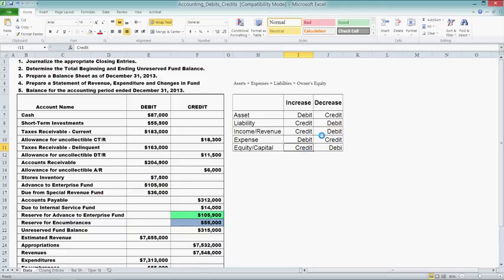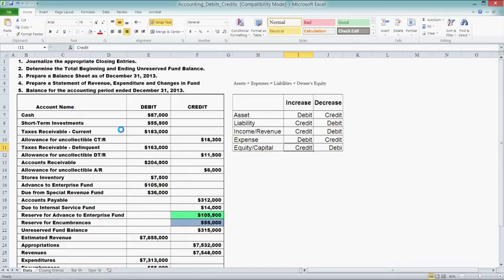And you can see a pattern. Basically, assets and expenses are on the left side of the accounting equation. Assets here, it's debits for increases, and the same thing for expenses. Anything on the right side of the accounting equation, liabilities, owner's equity, have a credit for an increase. So here, we apply that principle in this scenario.